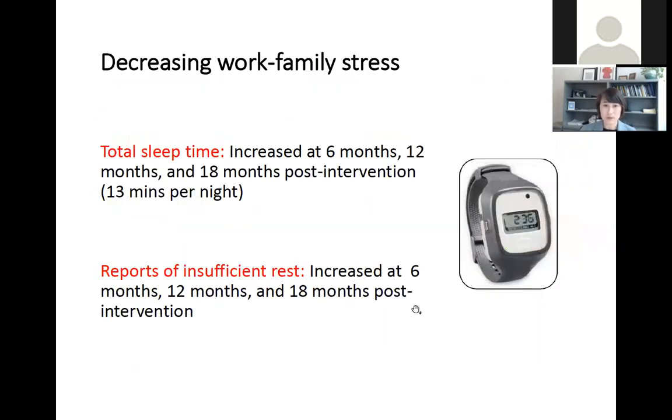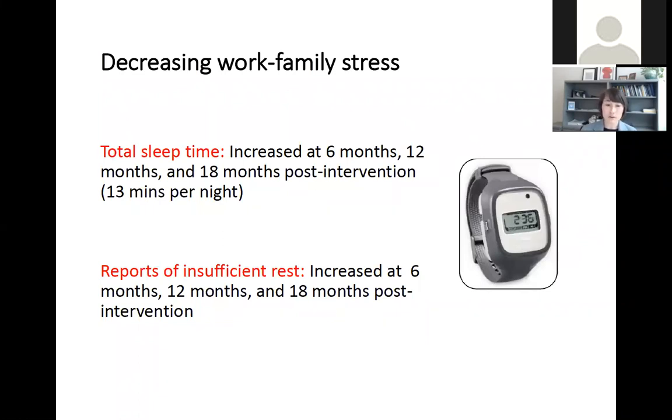Okay, so what did I find? For the group that got the intervention, with the supervisors who got the intervention, we found two really great things. First, that total sleep time was improved. So if you were in the intervention group, we saw that your sleep was increased at 6 months after the intervention, 12 months after the intervention, and 18 months after the intervention. That effect was still there.